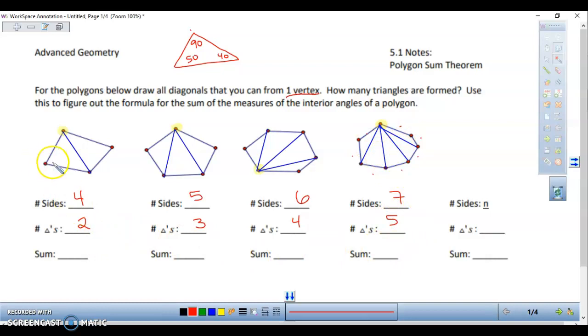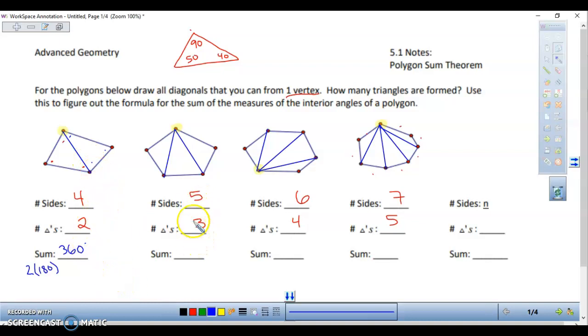Here's the idea. This angle plus this angle plus this angle adds to 180, and this angle plus this angle plus this angle add to 180, because they are each triangles, and the triangle sum theorem says all the angles in each triangle add to 180. So I have 2 triangles, each one sums to 180 degrees, and 2 times 180 is 360 degrees. So all the angles inside of a quadrilateral must add to 360 degrees.